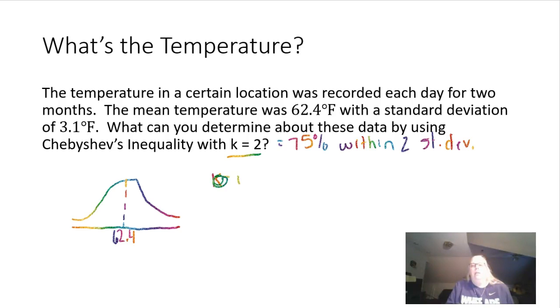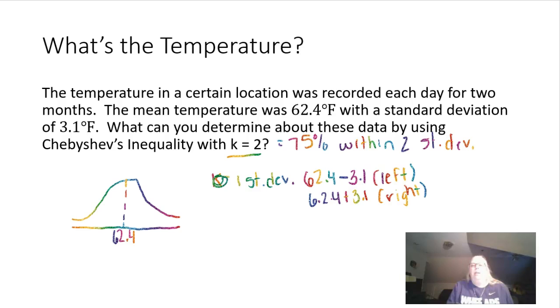Okay, so 1 standard deviation we know would be including the interval 62.4 minus 3.1. This is when we went to the left, 1 standard deviation. And then 62.4 plus 3.1, and this is when we went to the right, 1 standard deviation away from the mean. Okay, so that's going to give me, let's see, give me a calculator.